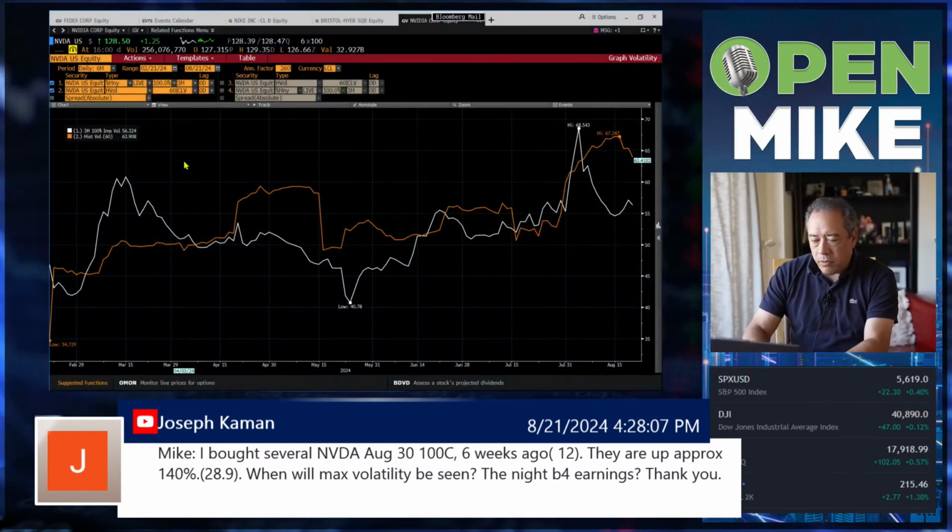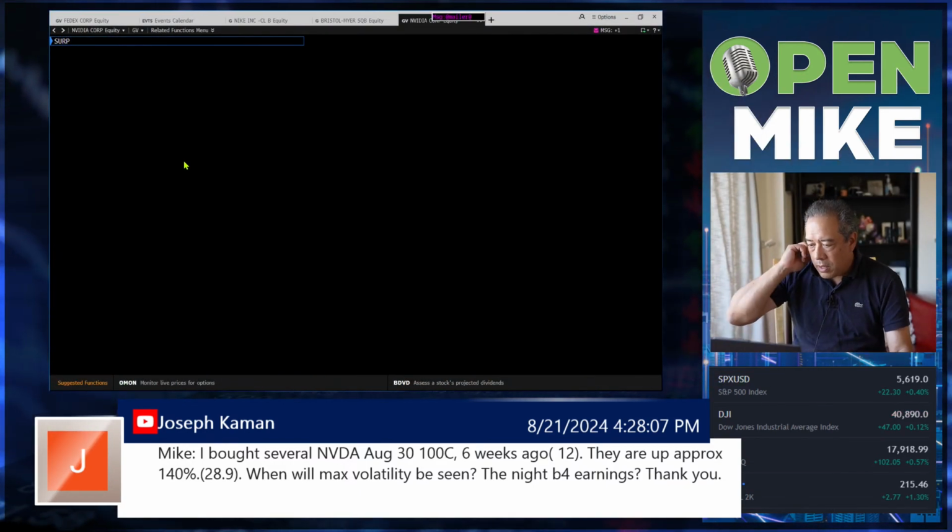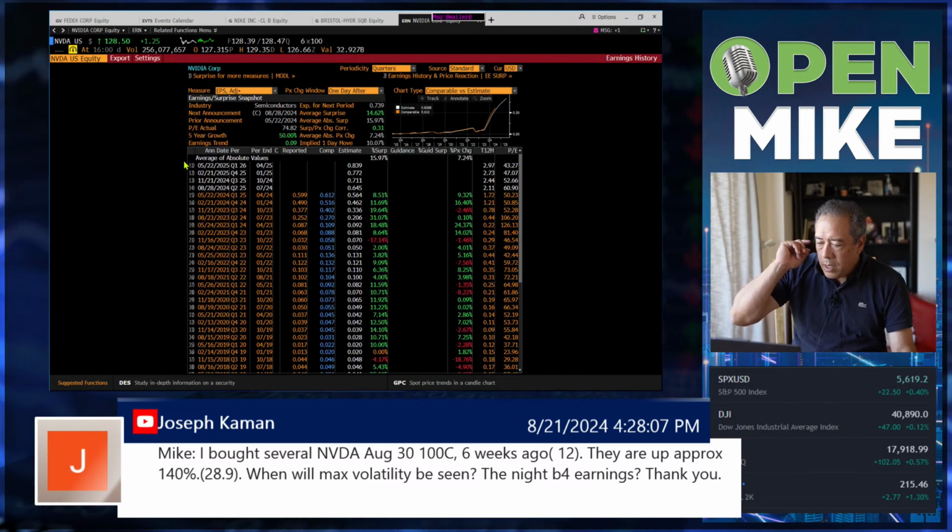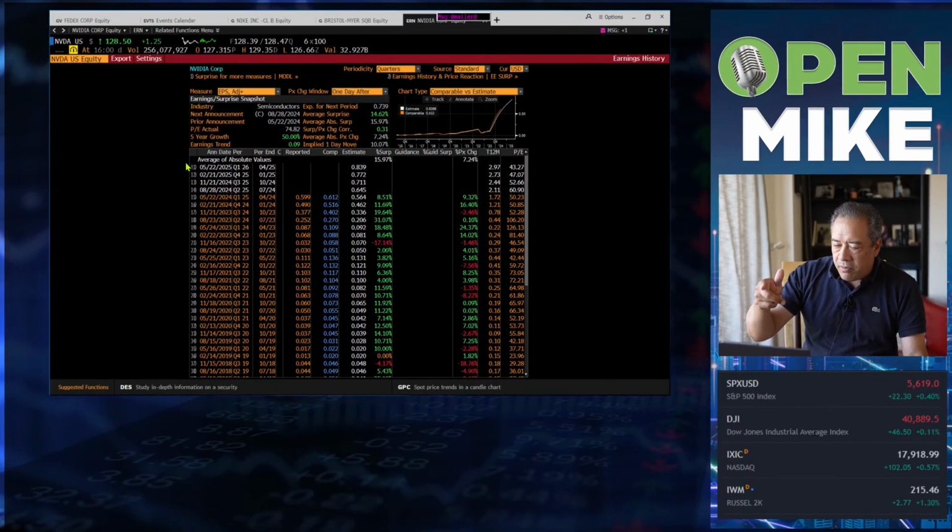That's exactly right. So realized volatility, what the stock actually does, we're going to see that after they announce. But the price of the options in implied volatility terms will be highest right before the event comes out. So why don't we just take a quick peek at NVIDIA's behavior and see how these things have typically played out over time. Let's quickly see what their implied and historical moves are. So implying about 10%, average move 7.25.